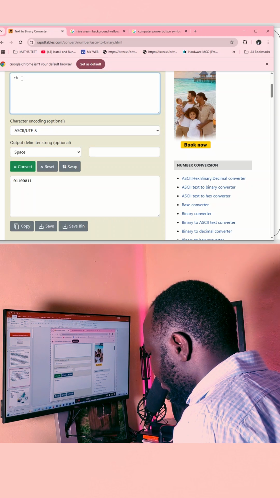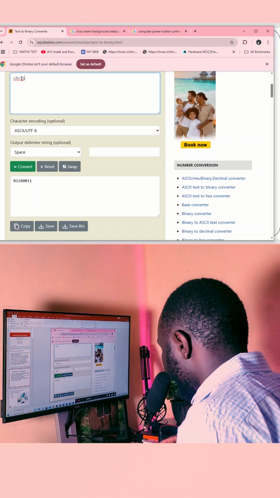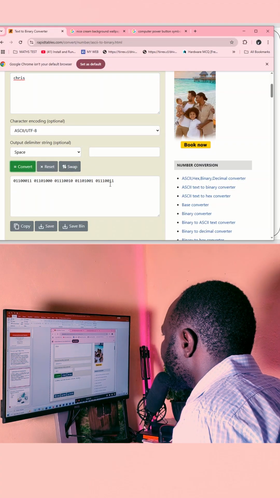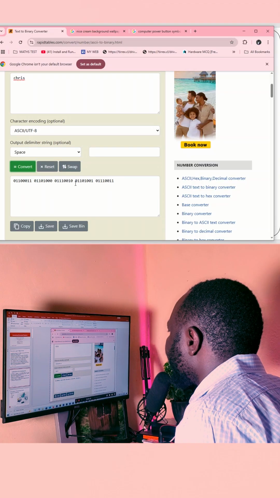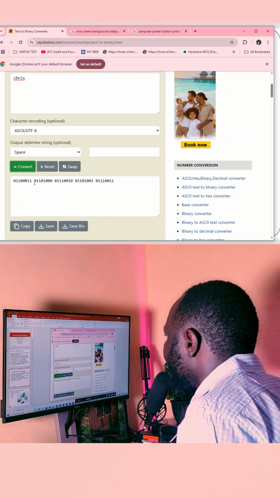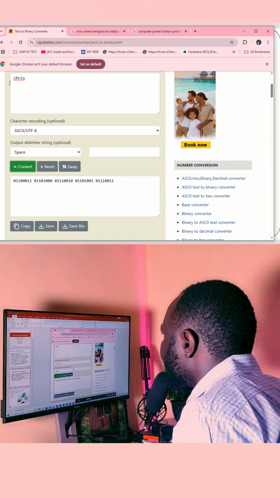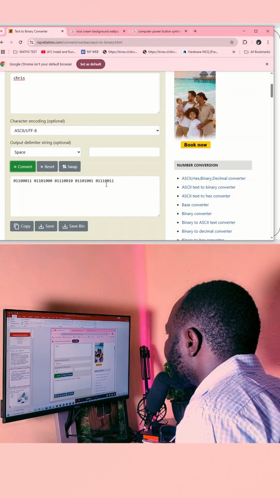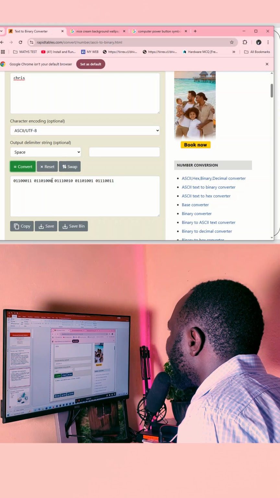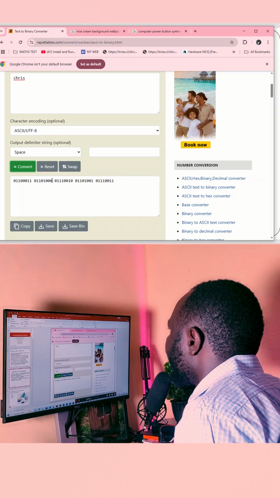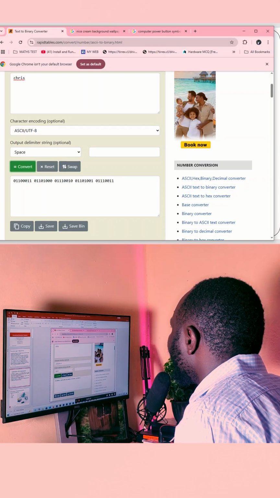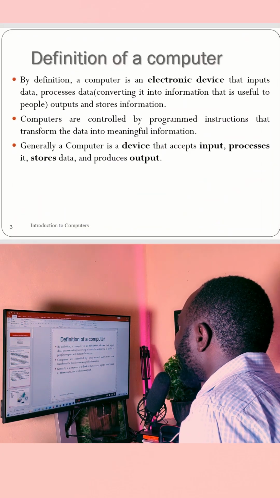Obviously, if the computer was operating in this, giving us this as Chris, very few people would be interacting with the computer, because if I didn't tell you these figures represent the name Chris in computing, you wouldn't actually understand. It means that you would not have much interaction with the computer, only people with special skills. But the computer is able to do this and convert it.